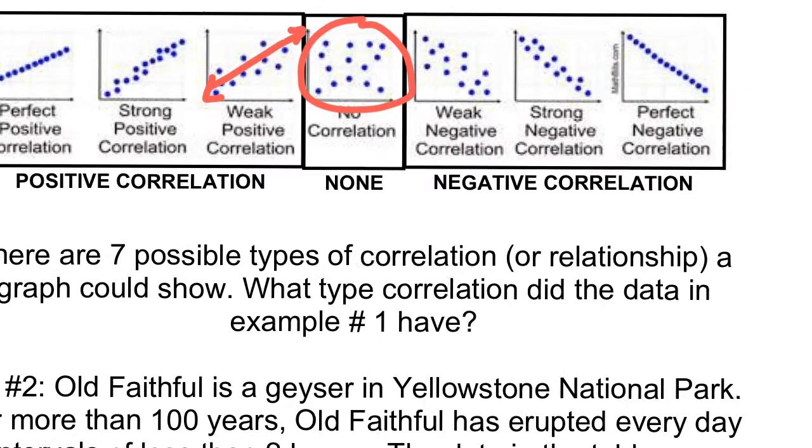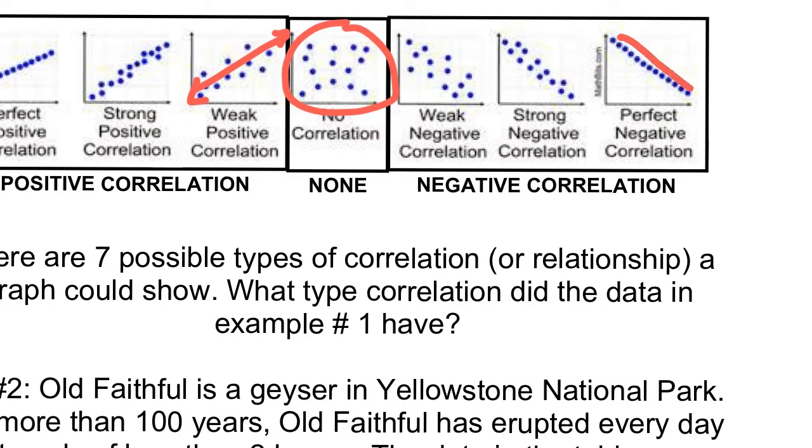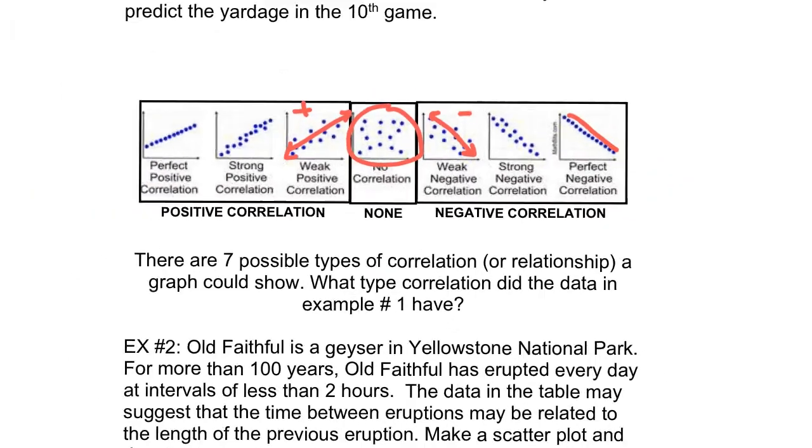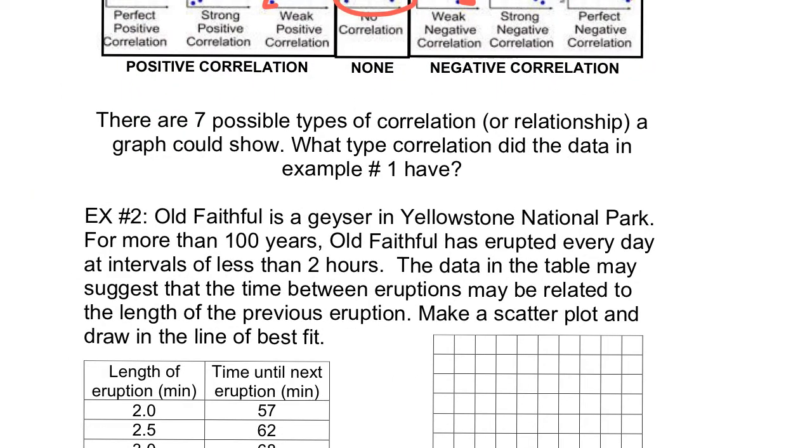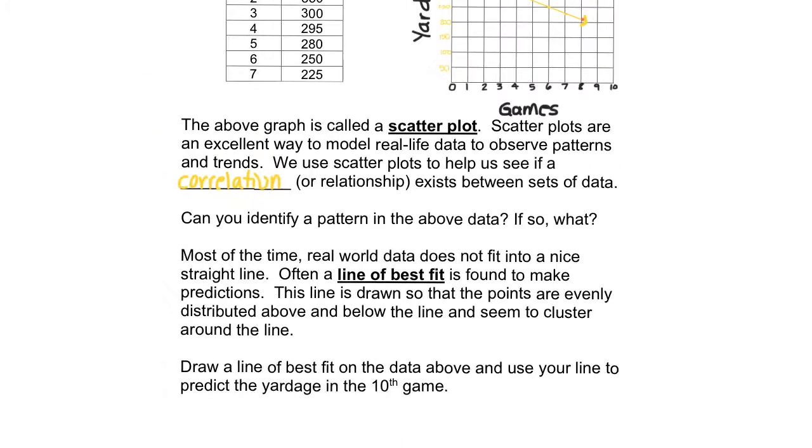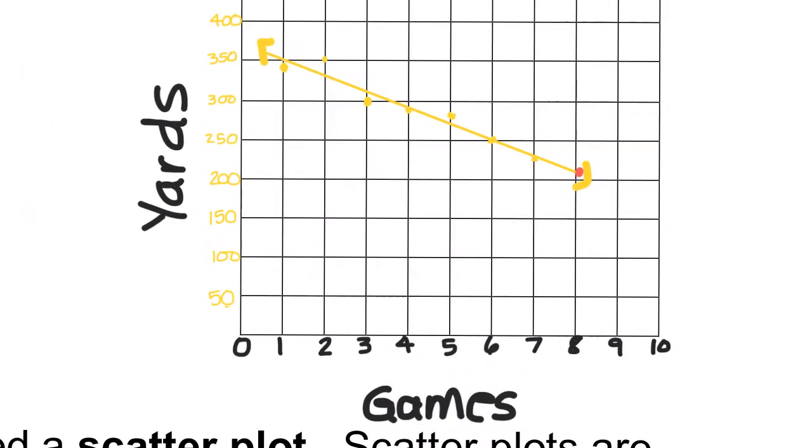Now in the negative correlation, we have the same thing. We have a perfect one where they're in a straight line, a strong one where they are clustered very closely together, and then a weak negative correlation. These are negative because they're going down the mountain, whereas the positive correlations are going up the mountain, just as in slope. So these are the 7 possible types of correlations or relationships that a graph could show. So what type of correlation did the data in example 1 have? In example 1, we see that it's a negative correlation.